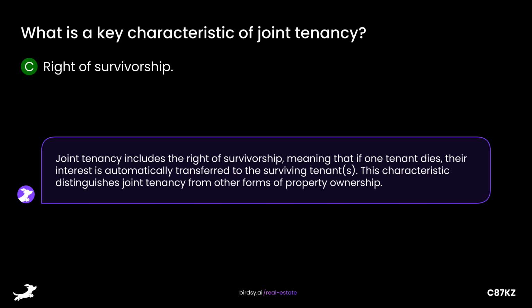Joint tenancy includes the right of survivorship, meaning that if one tenant dies, their interest is automatically transferred to the surviving tenants. This characteristic distinguishes joint tenancy from other forms of property ownership.